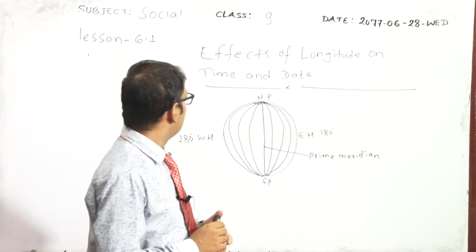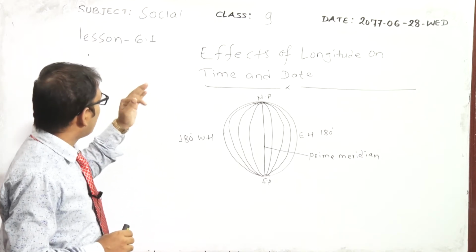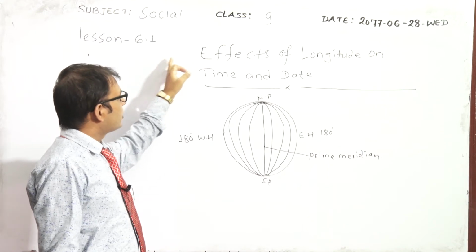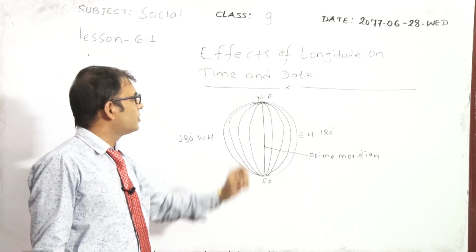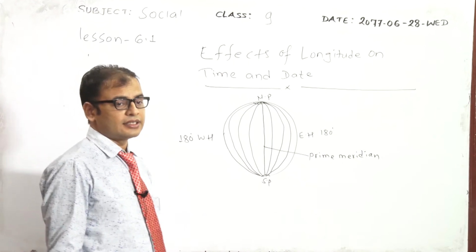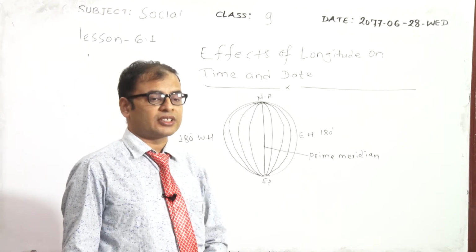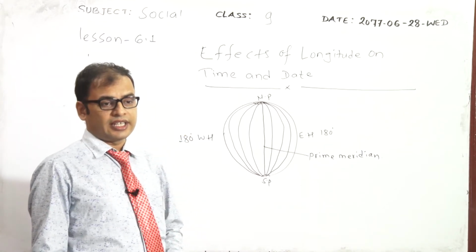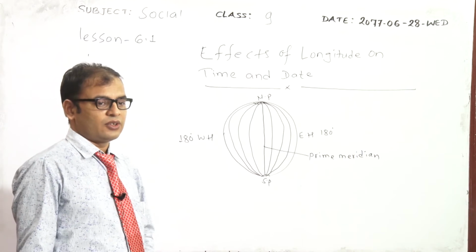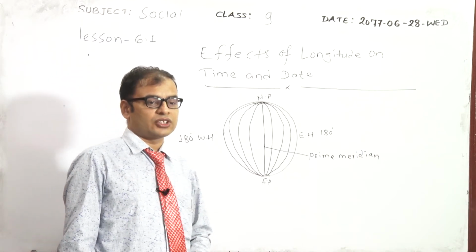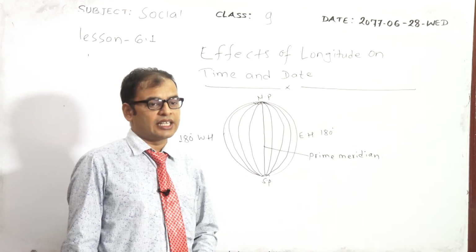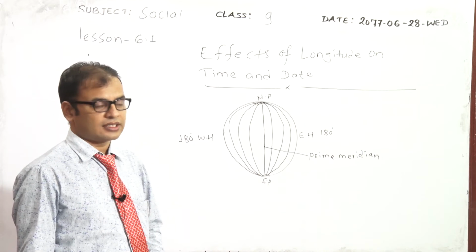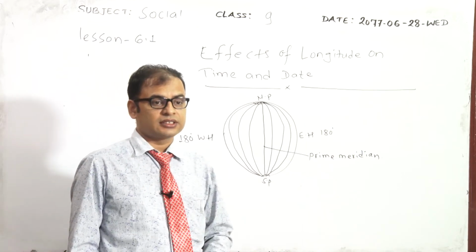Okay students, today we are going to discuss unit 6, lesson 6.1, the lesson topic: effects of longitude on date and time. In our previous class we discussed the constitutional development in Nepal, where we covered the different constitutions that have been practiced in Nepal up to now, their features as well as their drawbacks. So let us start today's topic.